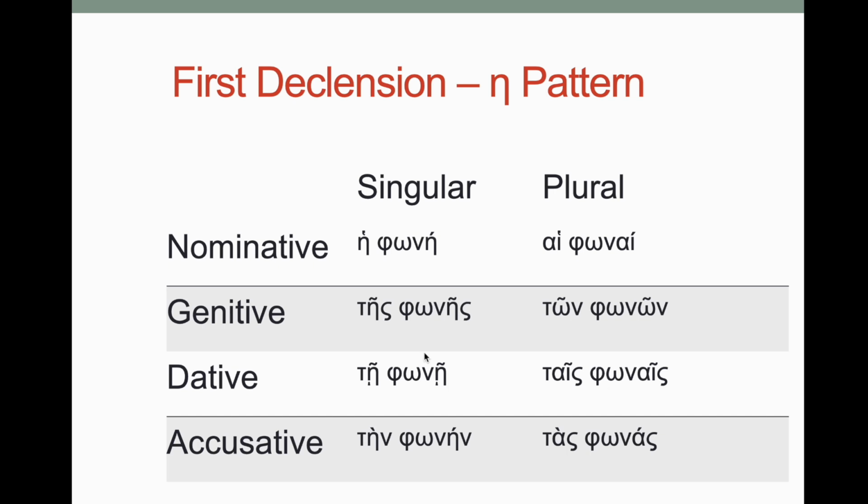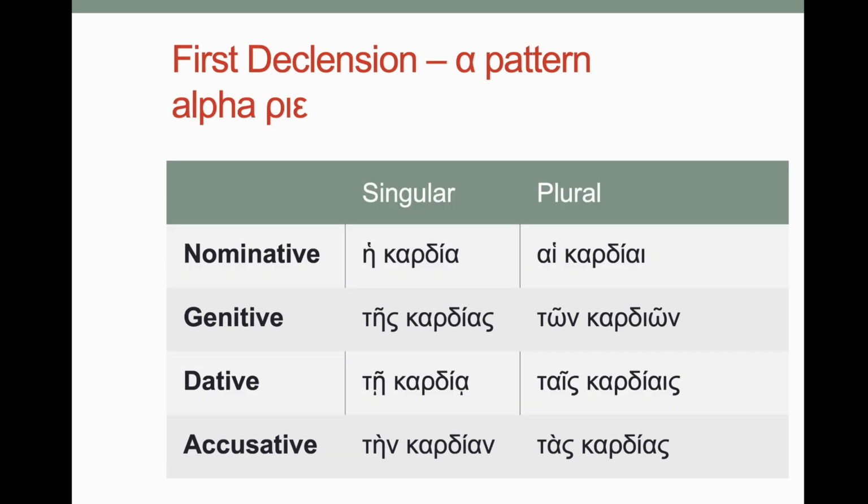But you will notice one thing here that you must note. The eta here is found in the singular forms, and that shifts over to an alpha in the plural forms. Okay? So in this eta pattern, the eta is seen in the singular forms and the alpha is seen in the plural forms. So moving on from the eta pattern, I want to move on to an alpha pattern, and these are what are called alpha pures.